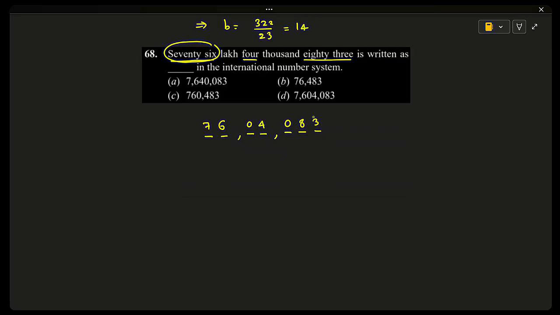7604 083, but it is given in international system, so that is option D. So write the digits as it is, but change the commas. 083, 3 digits, 3 digits, 7604 083. That is option D. Next, 69.